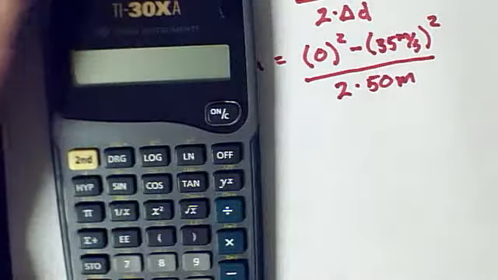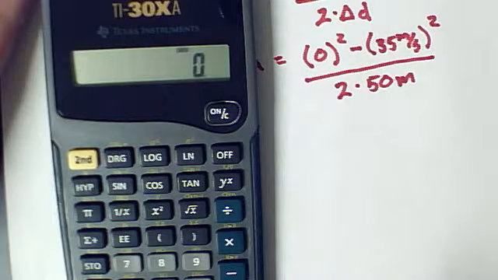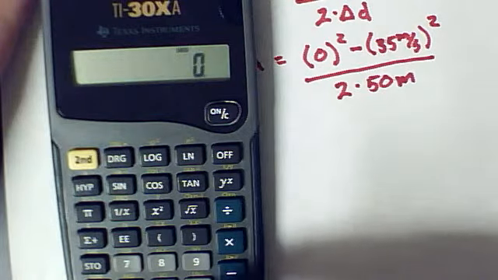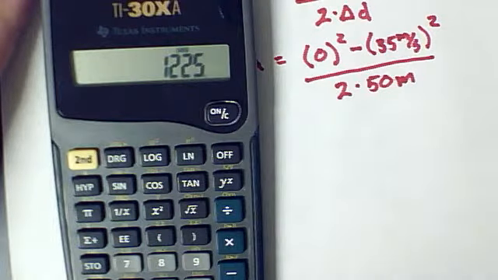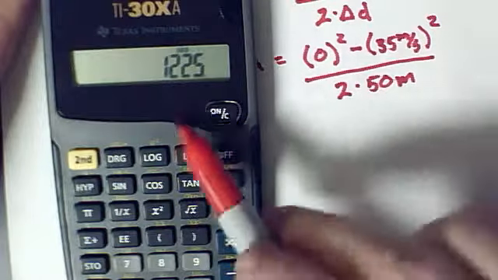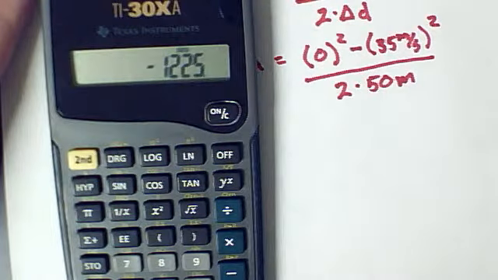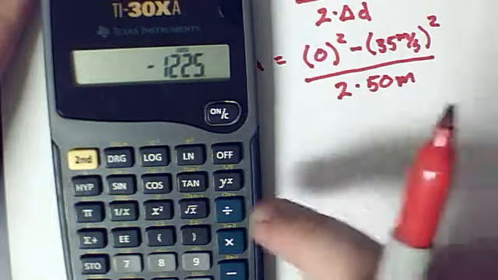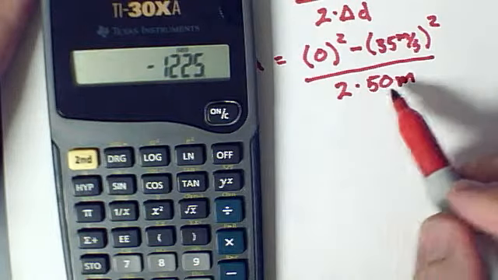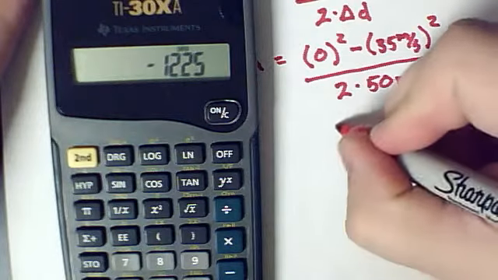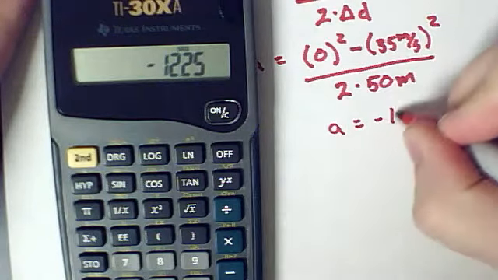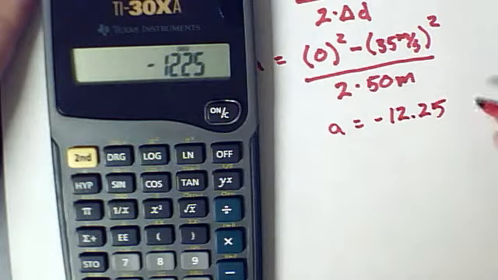Okay, so we're going to put this in our calculator. Obviously we don't have to do the 0, but we're going to do 35 squared, and you'll notice the negative is outside the parentheses, so it's 35 squared, and now it's negative because it's 0 minus that, and we're going to divide by 2 times 50, which is 100, and so that gives us an acceleration of negative 12.25 meters per second squared.